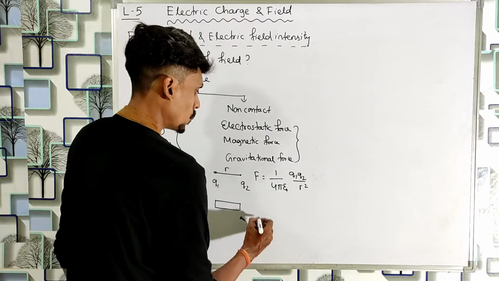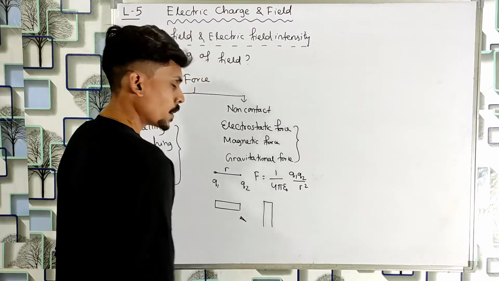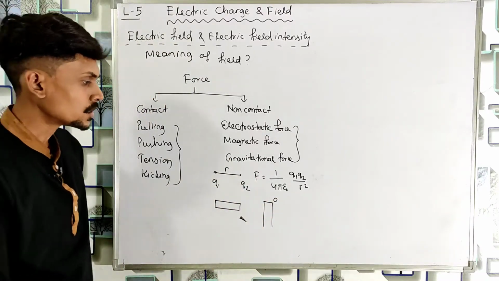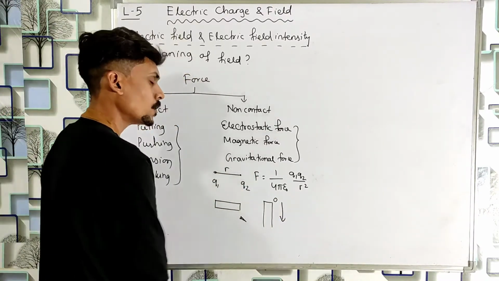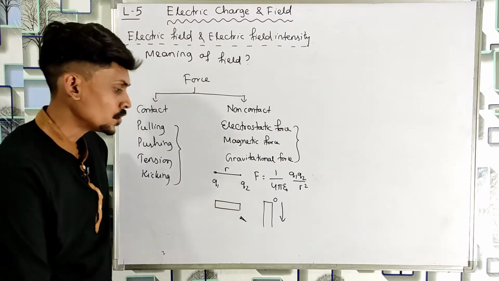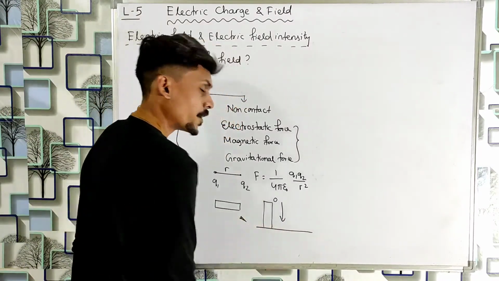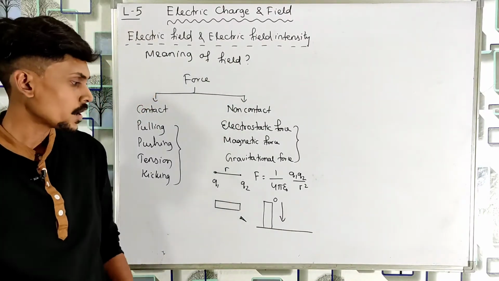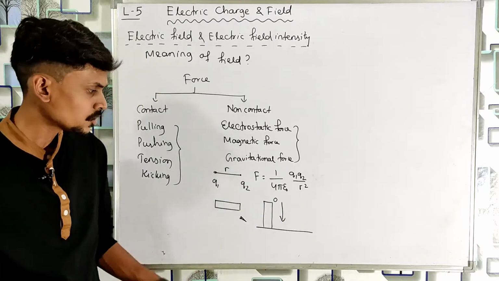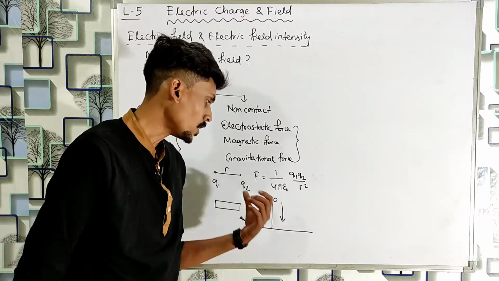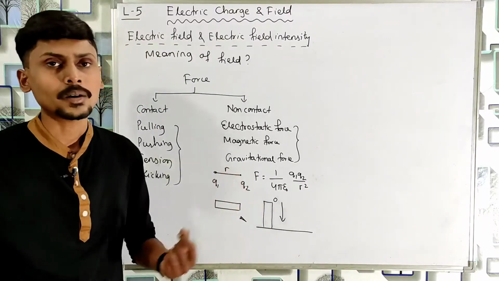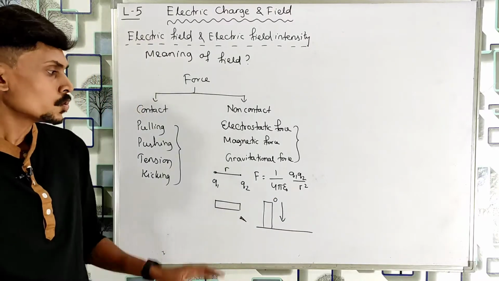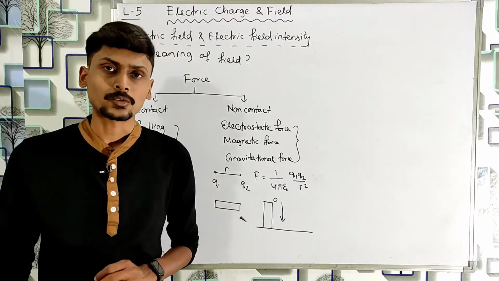Similarly, suppose you are standing on the top of a building and from the top you release an object. You will see that the object will fall down to the ground because we have gravity. The gravity attracts every object towards the center. That's why the object will fall down. Again, there is no physical contact between the earth surface and the object, but still earth attracts the object towards its center. So these are the examples of non-contact force.